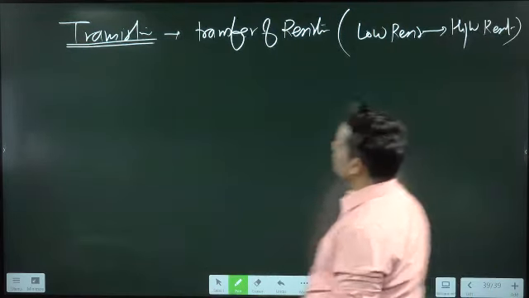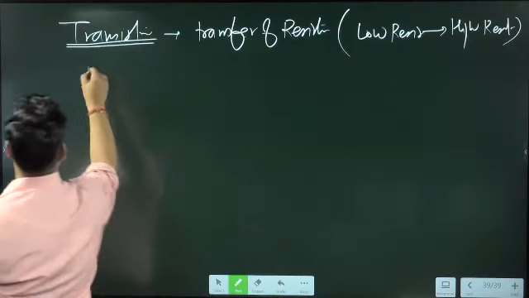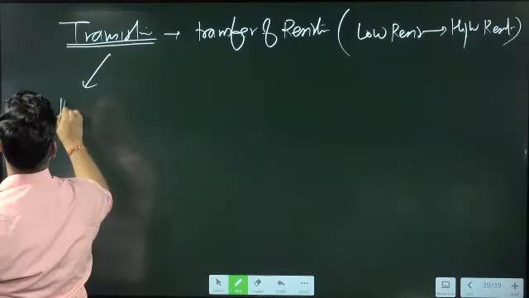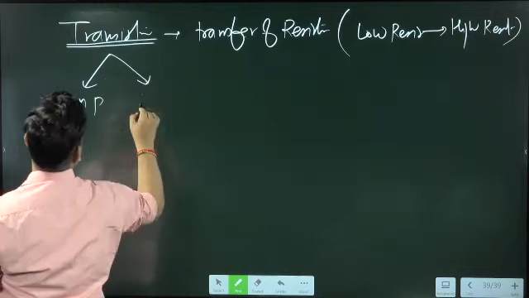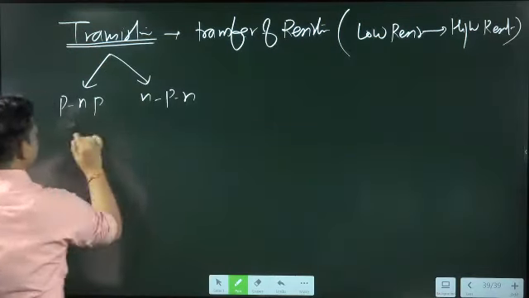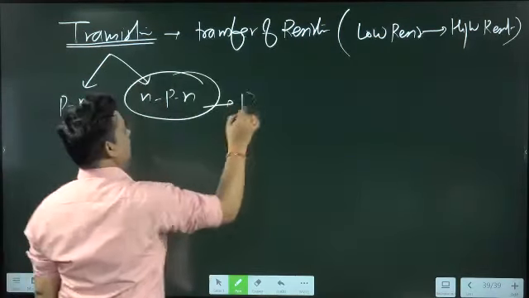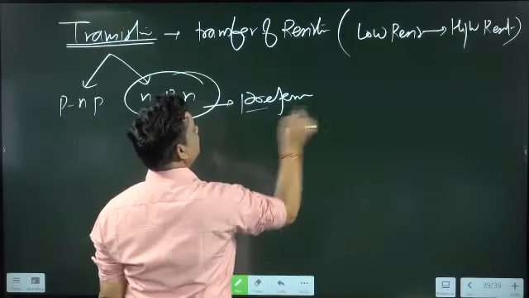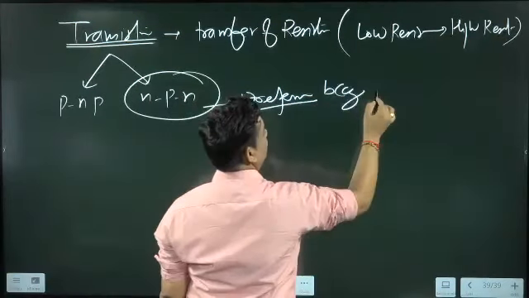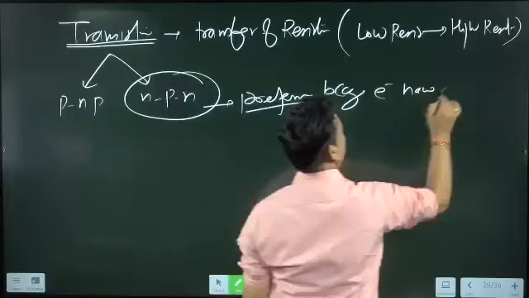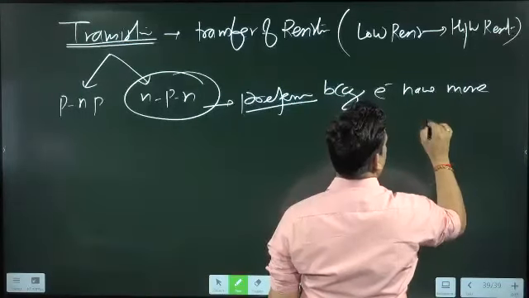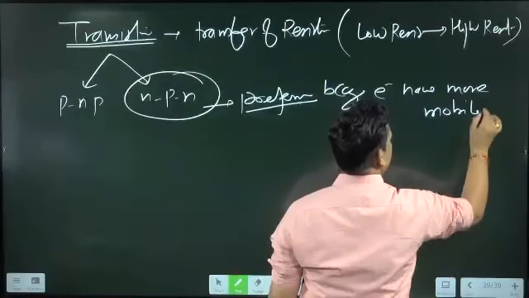Now we have basically two types: one is PNP and one is NPN. NPN is preferred. Why is this preferred here? Reason being that electrons have more mobility, so NPN is preferred.